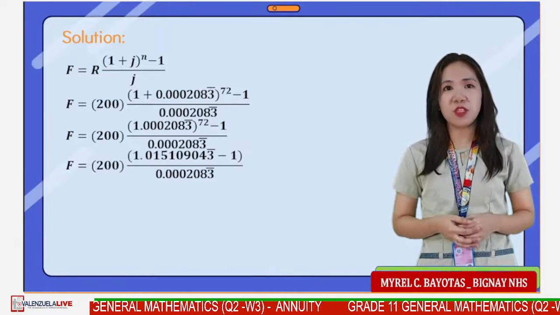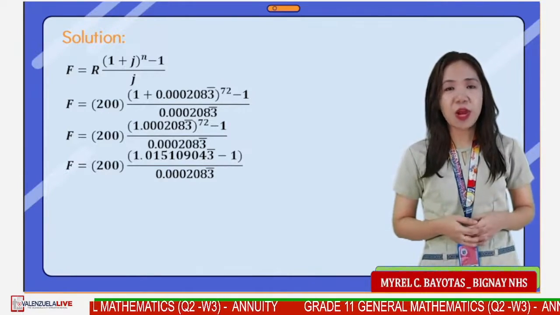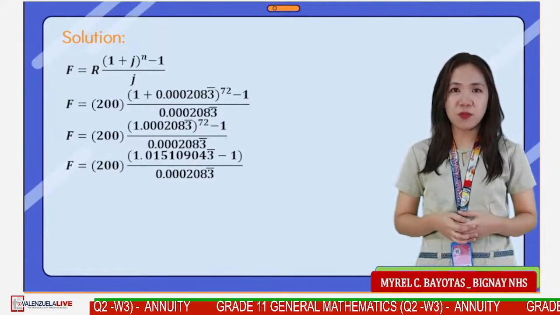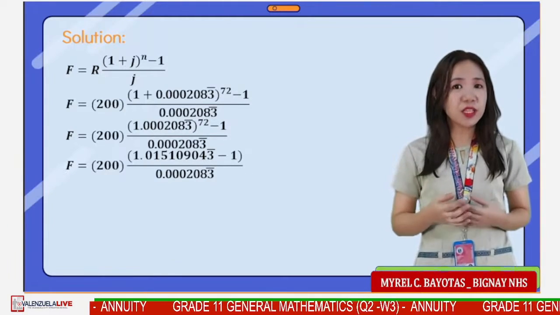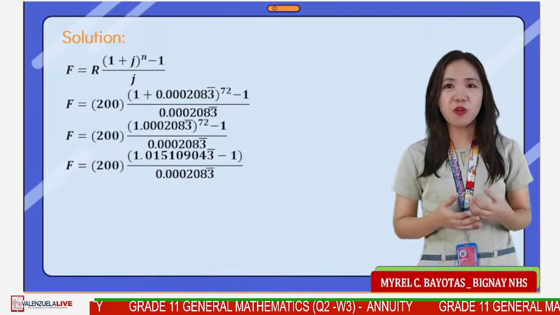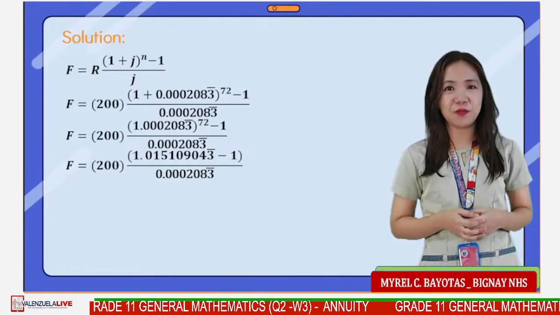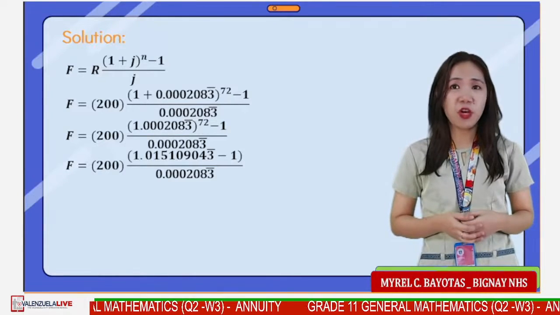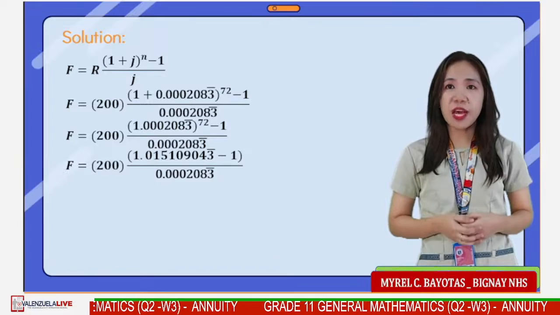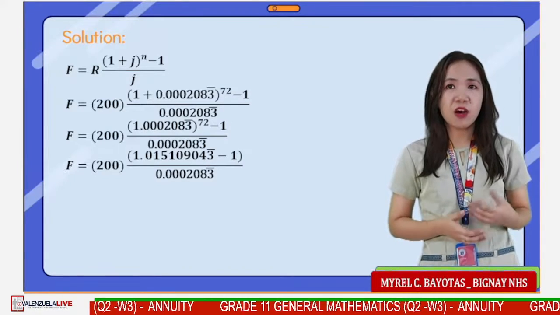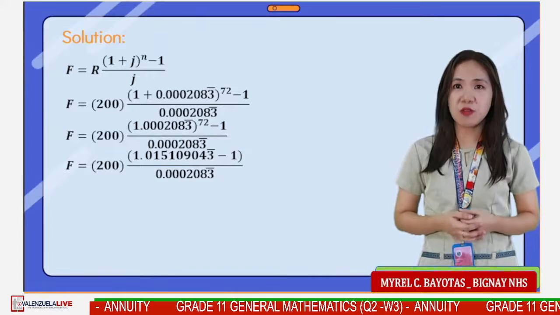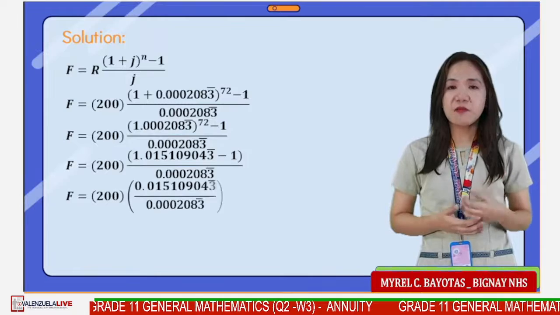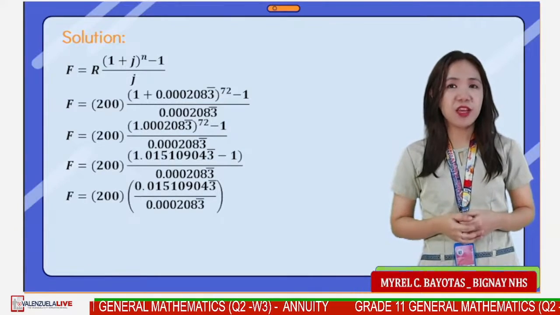1.0002083 raised to 72. Again, it can be more practical and accurate if we key in all the entries in your scientific calculator at once, especially in cases like this wherein the exponent is very high. But to show the step-by-step procedure, let us continue. Now we have F equals 200 times the quantity of 1.015109043 minus 1 all over 0.0002083. Then subtract 1.